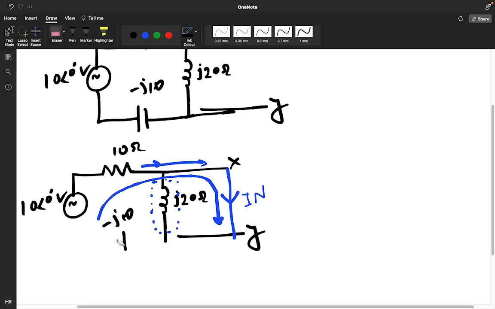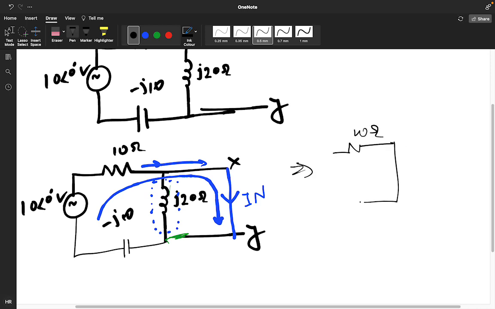If it is a capacitor also, then the current in this branch will be zero, because this is short circuited across this. So you have a new circuit like this: 10 ohm short circuited, minus J10, and a voltage 10 at an angle 0. Find the value of your current, this is your IN current.